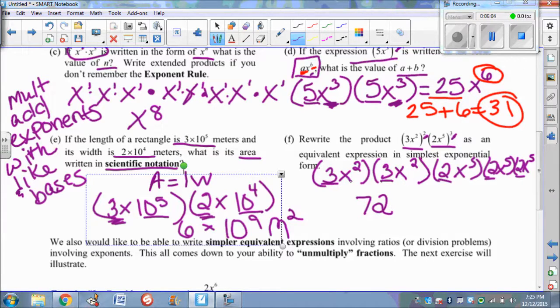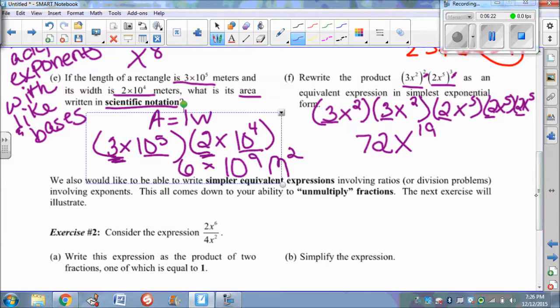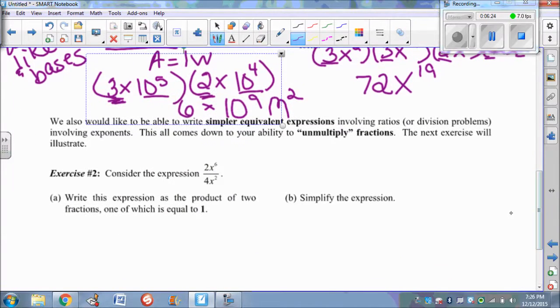Now we have all these x's. X to the second, x to the second, okay? And then x to the 5th 3 times. So again, when we have like bases, add those exponents up. So 2 plus 2 is 4, 9, 14, and that gets us to x to the 19th. That would be in simplest exponential form.